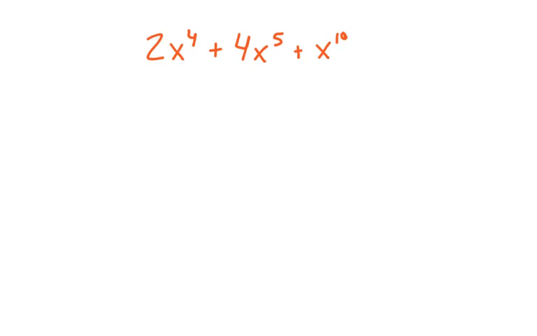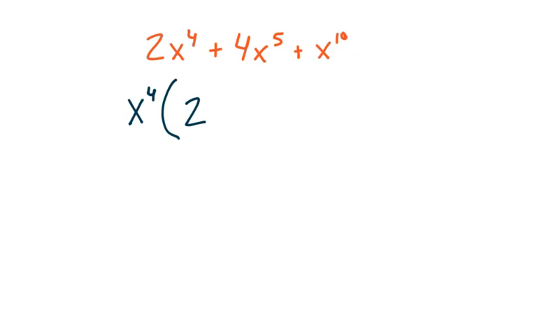I've got x to the 4th, x to the 5th, and x to the 10th, and I can factor out an x to the 4th for my greatest common factor there. It will multiply into all three of those. And so then when I begin to fill in my parentheses, I'm going to say x to the 4th times whatever goes here is equal to 2x to the 4th. Well, the answer there is 2. Okay, so 2x to the 4th.